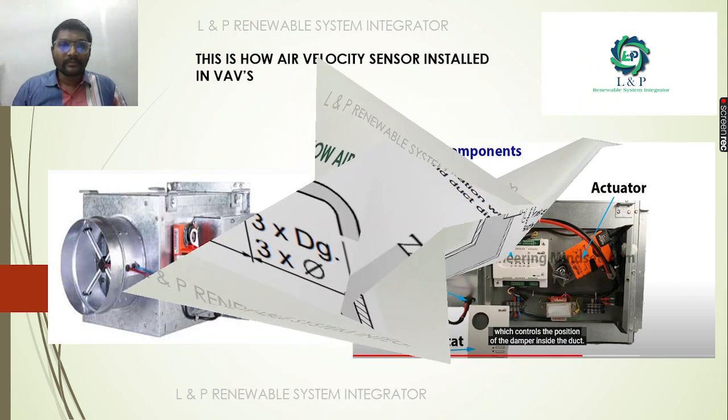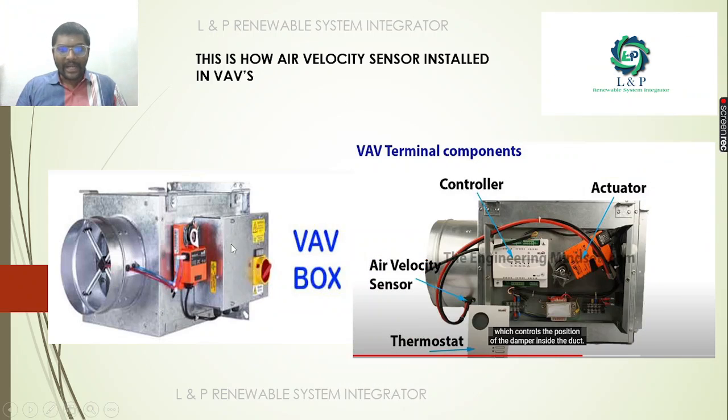So this is an example of a variable air volume unit in which the air velocity sensor is installed. It is directly connected with the damper, because the damper actuator decides its opening and closing function based on this air velocity sensor. We might have set a set point that if the air velocity is this much, then only it should open. If there is no such air velocity, then it should not open. Those controls we can set in the controllers. So for the basic functioning of the dampers, we are using this air velocity sensor.